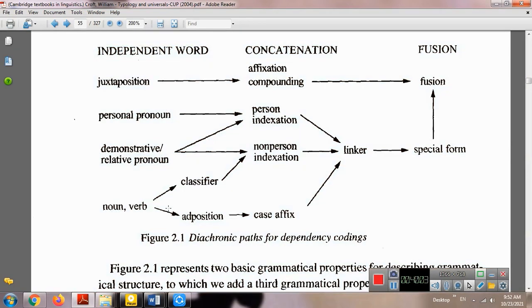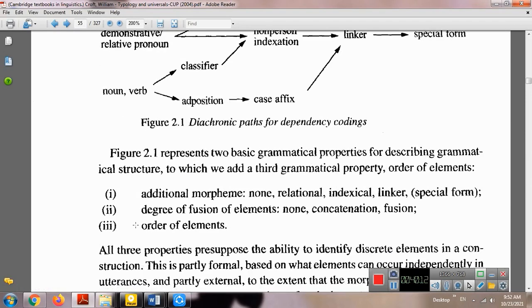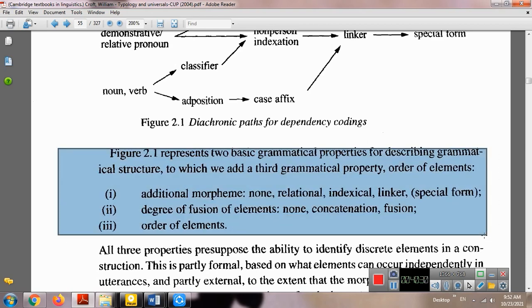In this figure, dear student, this figure represents two basic grammatical properties for describing grammatical structure. This is important. This figure shows the basic grammatical properties for describing grammatical structures, to which we add a third grammatical property, order of element. Dear student, you should know these three items. They are important. We have three basic grammatical properties for describing grammatical structure. Maybe I will ask you about these three basic grammatical properties.